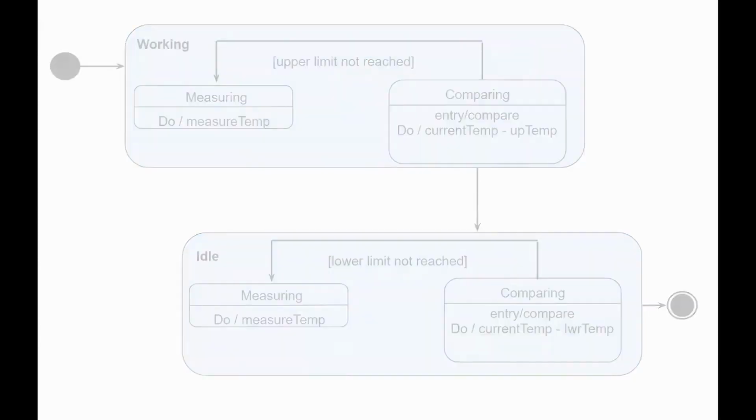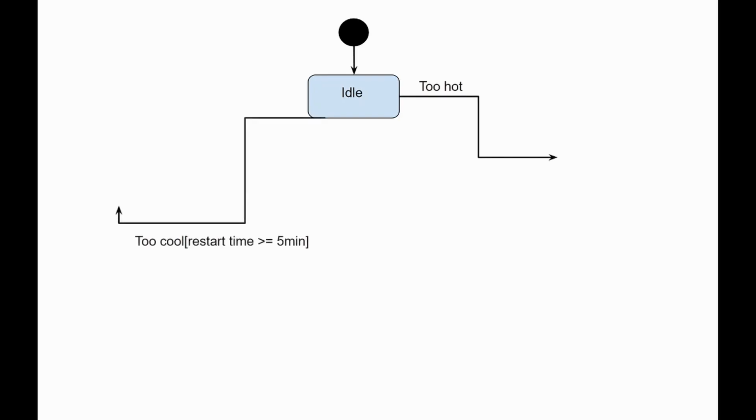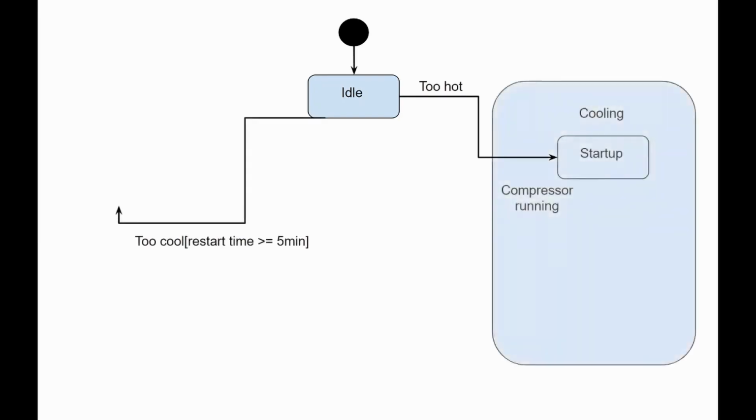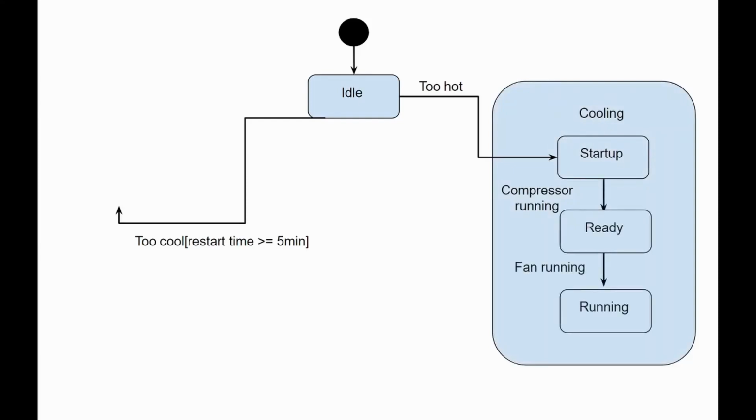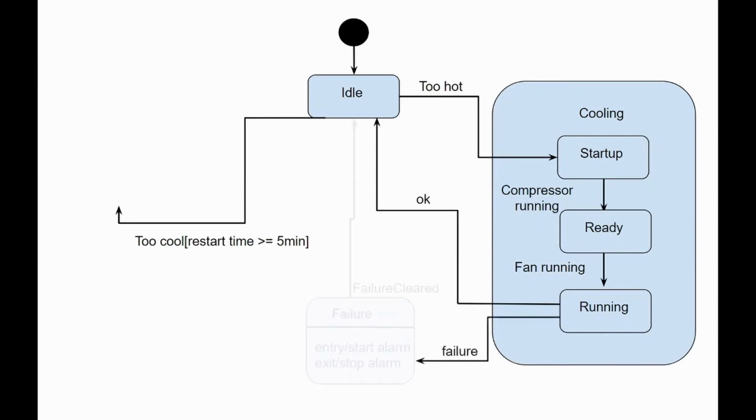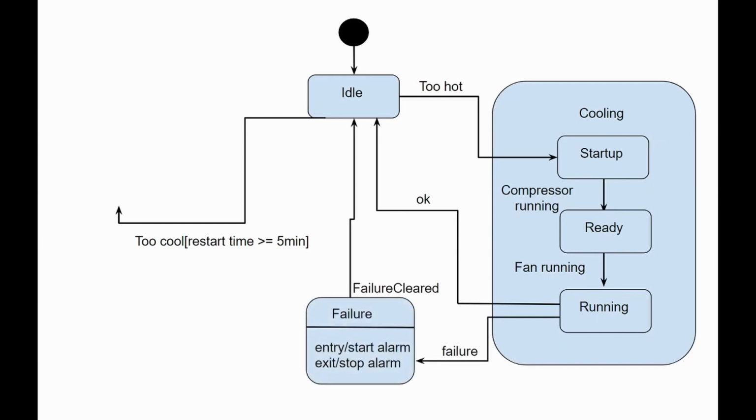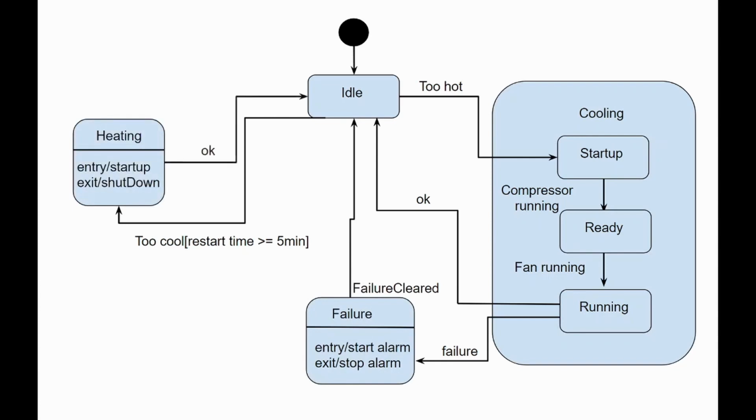State diagrams are often used for deriving test cases. Here is a list of possible test ideas. Idle state receives to hot event. Idle state receives to cold event. The cooling startup state receives the compressor start event. Cooling ready state receives a fan run event. The cooling run state receives OK event. Cooling run state receives a failure event. Failure state receives error reset event. Heating state receives an OK event. Heating state receives a failure event.